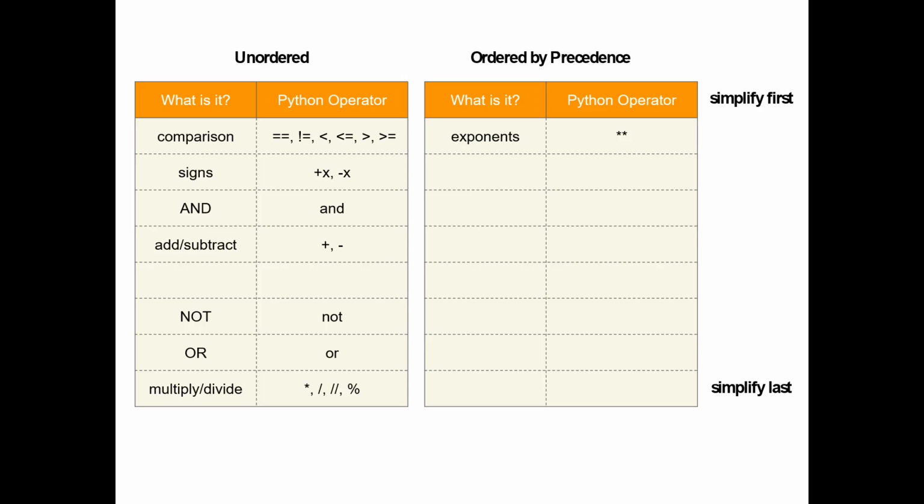All right, so next up, what do you think is next? If you said the signs, these are the unary signs that make a number either positive or negative, then you are correct. All right, keep going. What's next? That's right, multiplication and division.